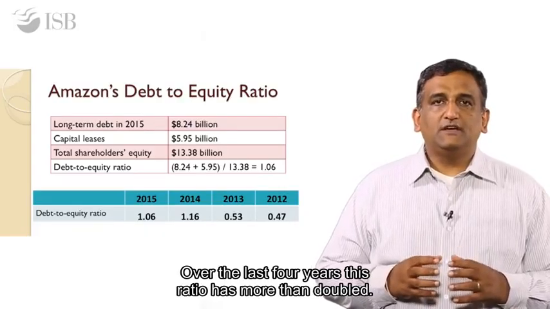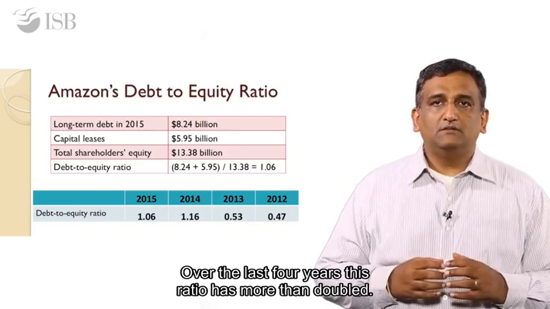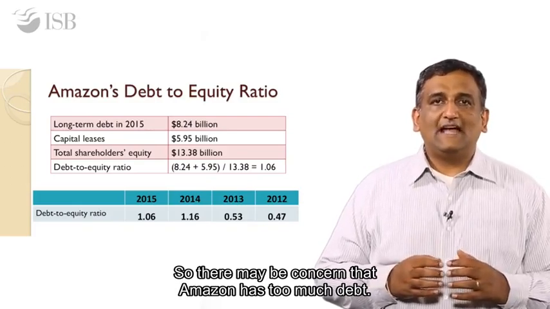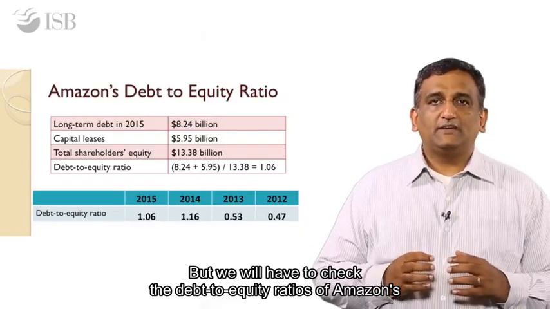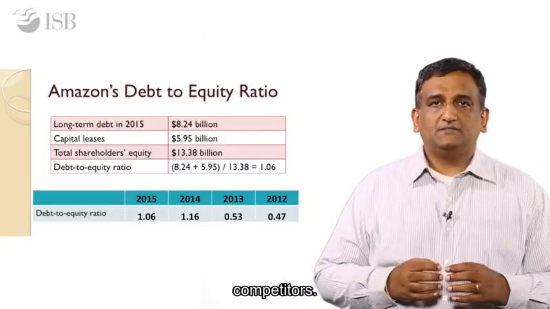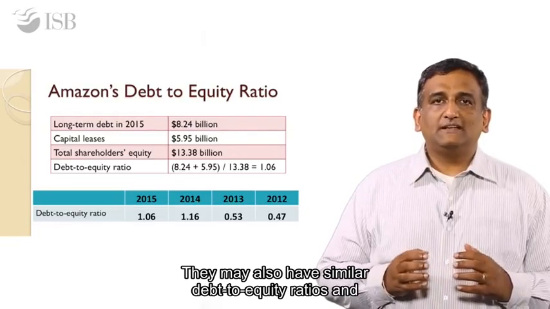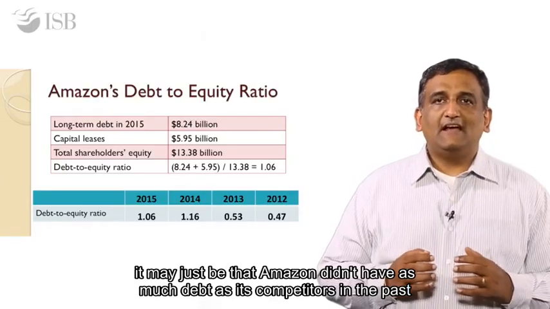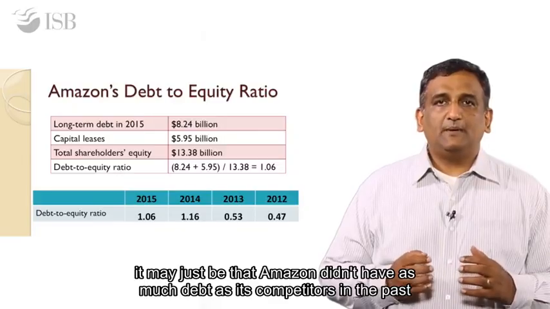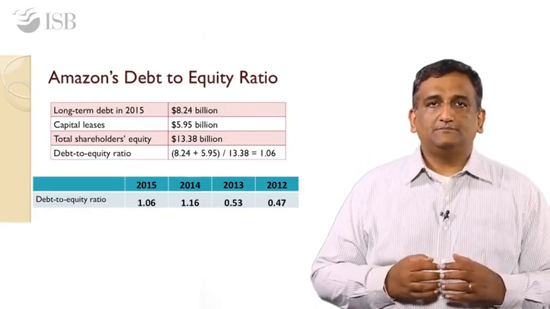Over the last 4 years, this ratio has more than doubled. So there may be concern that Amazon has too much debt. But we will have to check the debt to equity ratios of Amazon's competitors. They may also have similar debt to equity ratios, and it may just be that Amazon didn't have as much debt as its competitors in the past and has finally caught up.